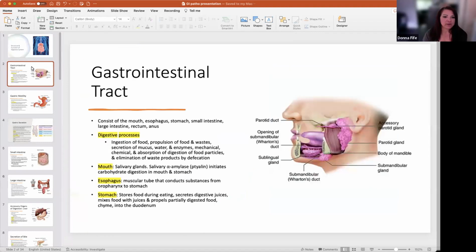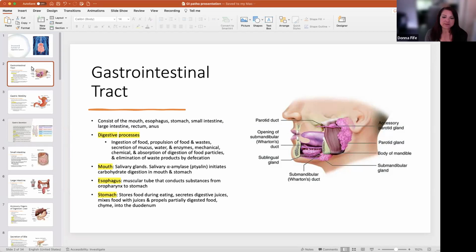Let's start out with the GI tract. This consists of the mouth, esophagus, stomach, small intestine, large intestine, the rectum, and the anus. And there are digestive processes going on here. We have the ingestion of food, the propulsion of food and waste, secretion of mucus, water, and enzymes, mechanical, chemical, and absorption of digestive and digestion of food particles, and the elimination of waste products by defecation.